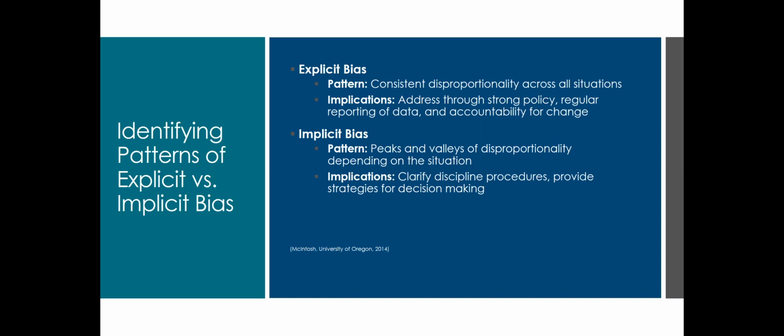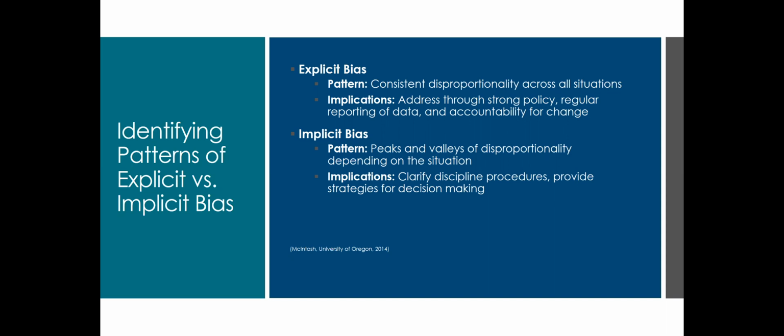The implication for that is that we may need to really look at our policy. Does our policy speak to something that may be cultural in nature that is forcing educators to feel that they have to use discipline as a mechanism with those students? Are we regularly reporting data? And is there accountability for us to shift? That's explicit.